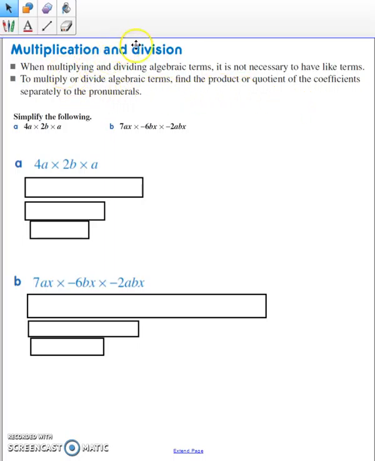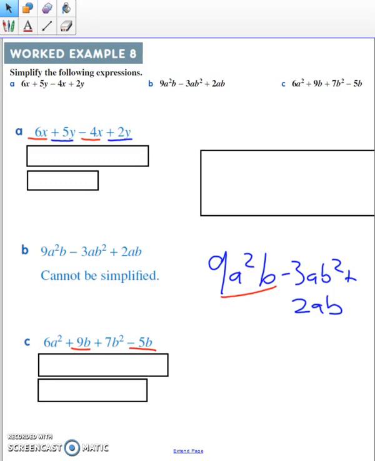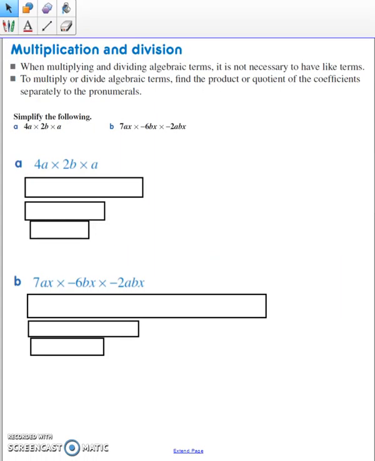The multiplication and division of algebraic expressions. When we work with these ones, the difference compared to when we looked at subtracting and adding like terms is that with this one we don't actually have to find like terms, it's not necessary. So to multiply and divide algebraic terms, you find the product or quotient of the coefficients separately to the pronumerals.